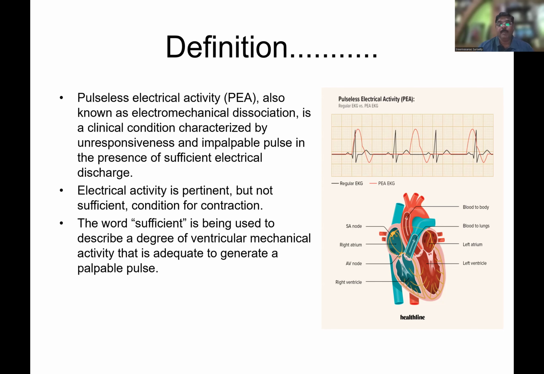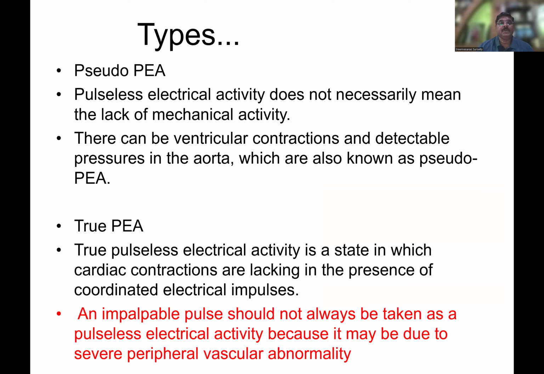The word sufficient is used here to describe a degree of ventricular mechanical activity that is adequate to generate a palpable pulse. There are two types of pulseless electrical activity: pseudo pulseless electrical activity and true pulseless electrical activity. In pseudo PEA, pulselessness does not necessarily mean a lack of mechanical activity. Mechanical activity is there. There can be ventricular contractions and detectable pressures in the aorta, but we cannot palpate a pulse. This is known as pseudo pulseless electrical activity.